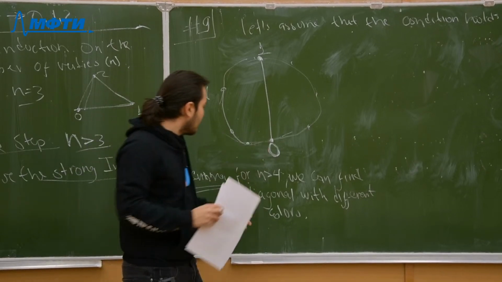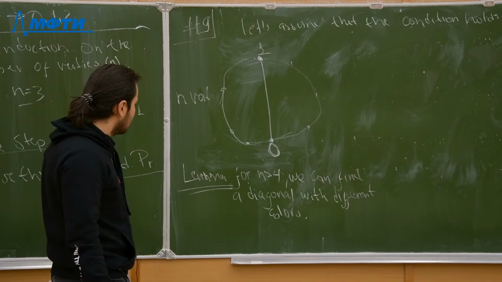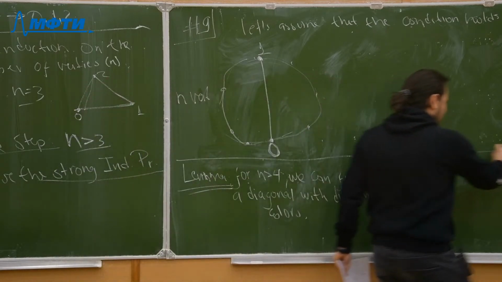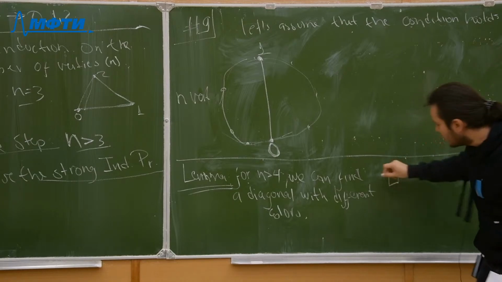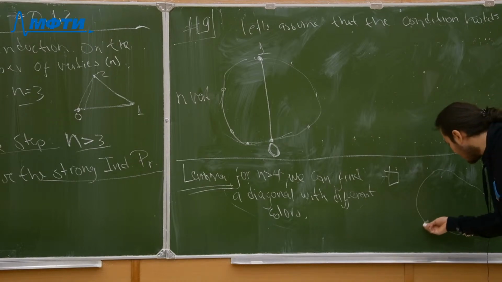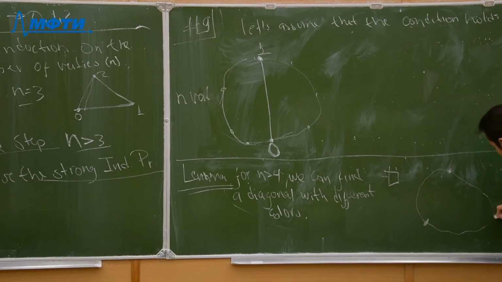Okay, then, so how are we going to prove this? Let me prove this one here. So this is the proof of this lemma. Let me assume that I have any convex polygon. Then let's draw a triangle here.